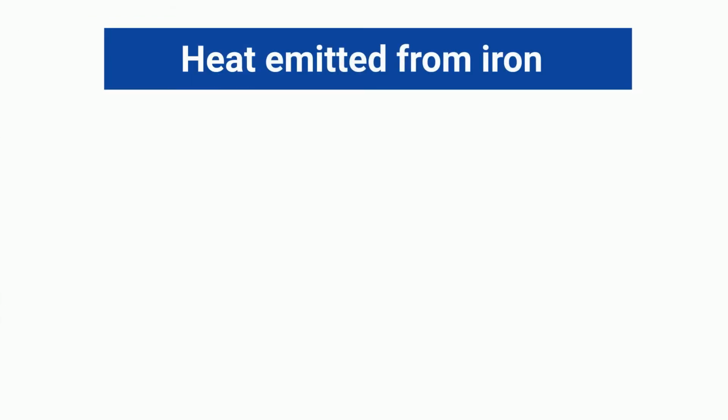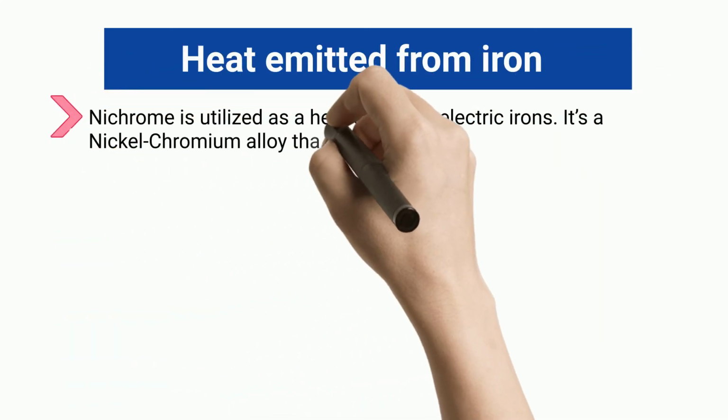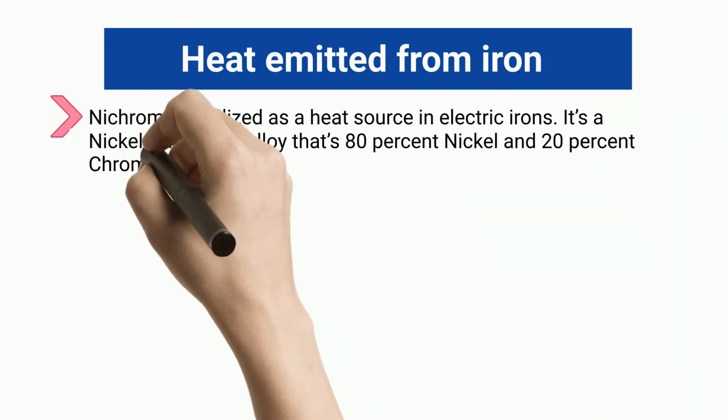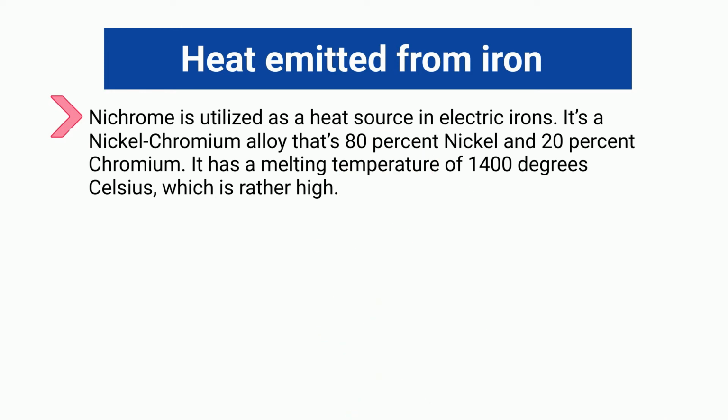Heat emitted from iron. Nichrome is utilized as a heat source in electric irons. It is a nickel-chromium alloy that has 80% nickel and 20% chromium. It has a melting temperature of 1,400 degrees Celsius, which is rather high.